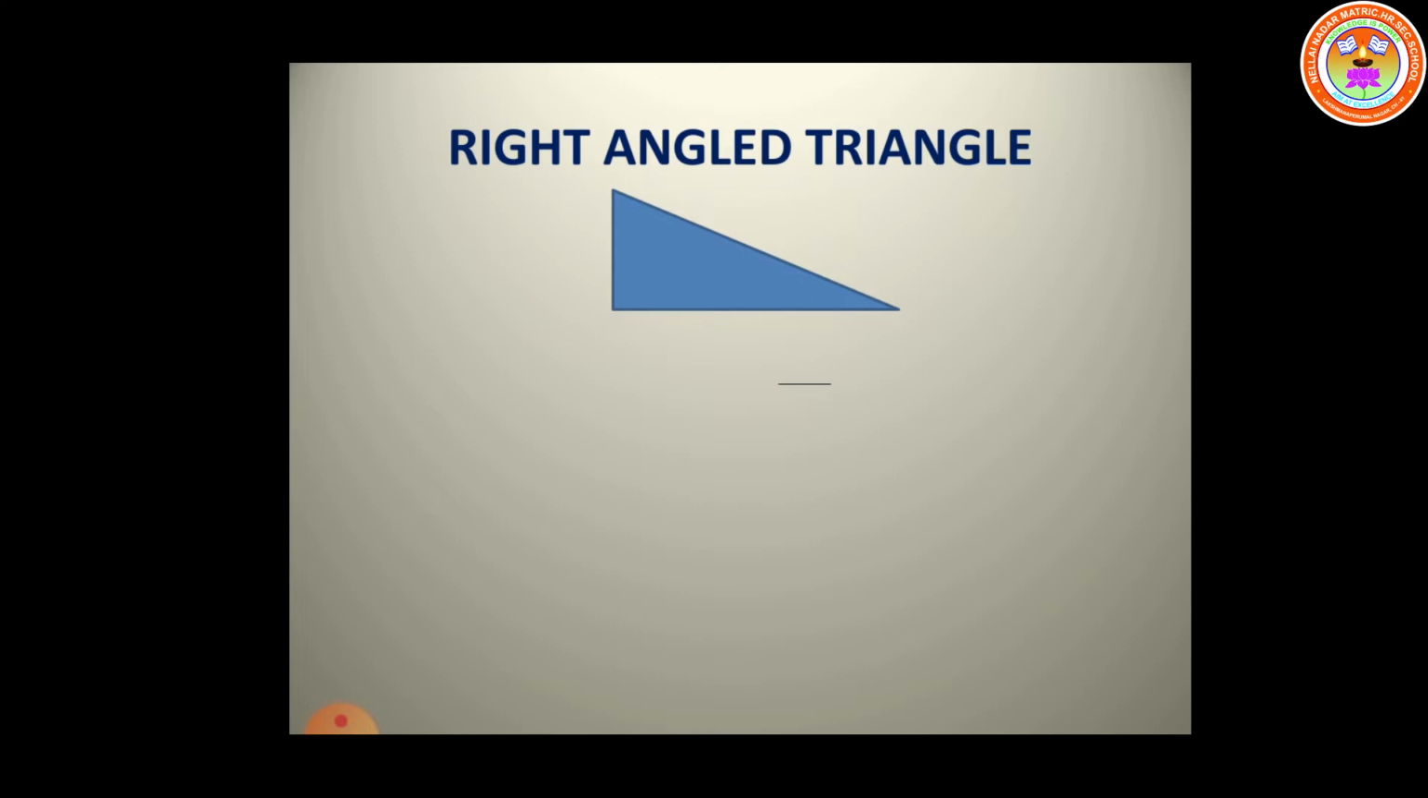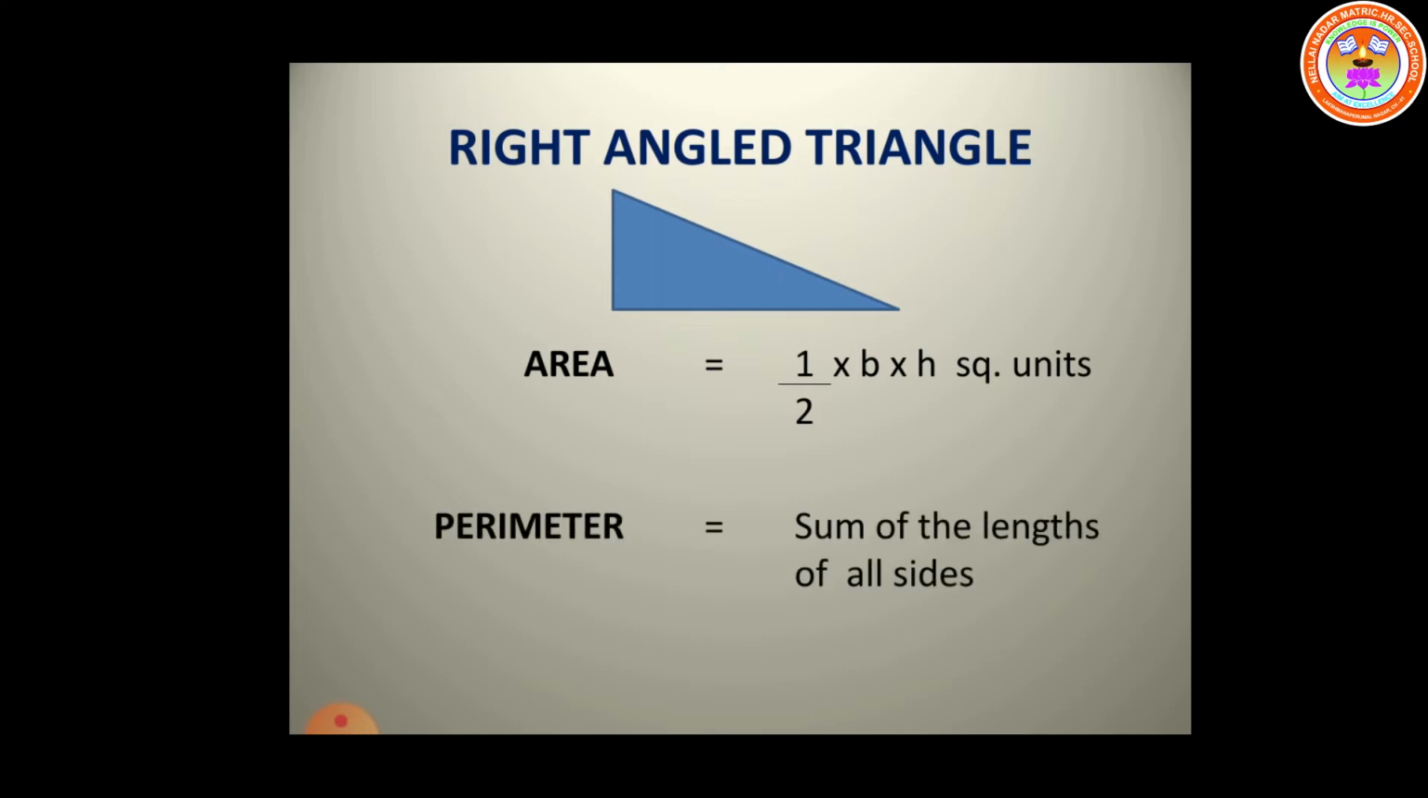Let us recall the formula for area of the right angled triangle. Area of the right angled triangle equal to half into B into H square units. Here B as base, H as height. Perimeter of the right angled triangle equal to sum of the lengths of all sides.